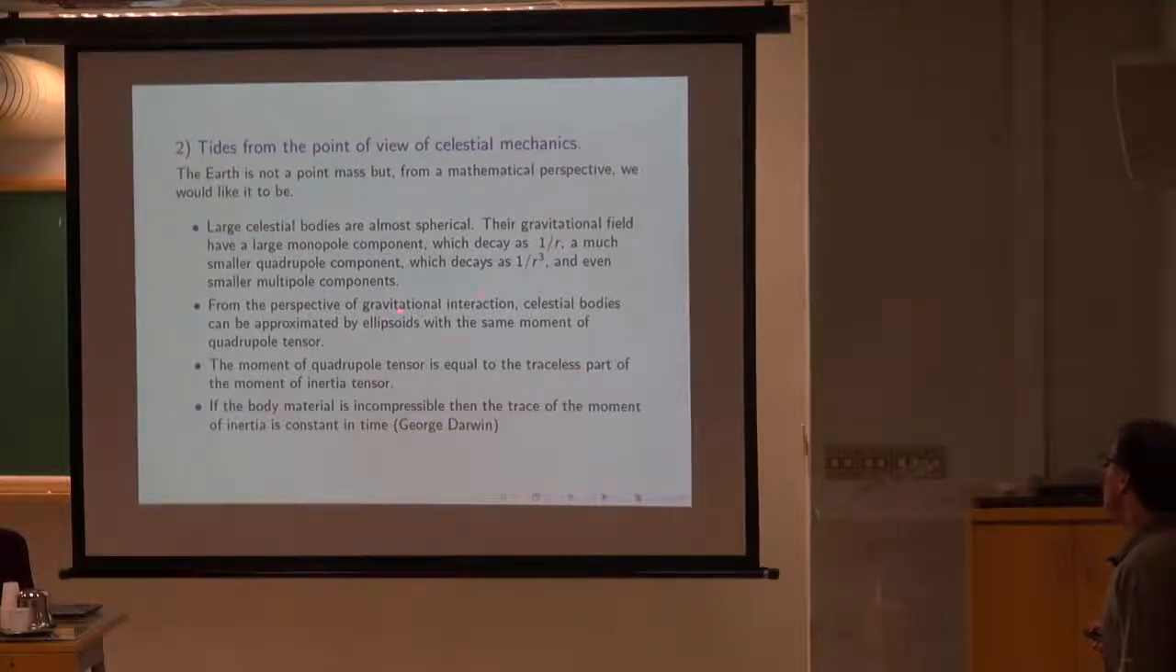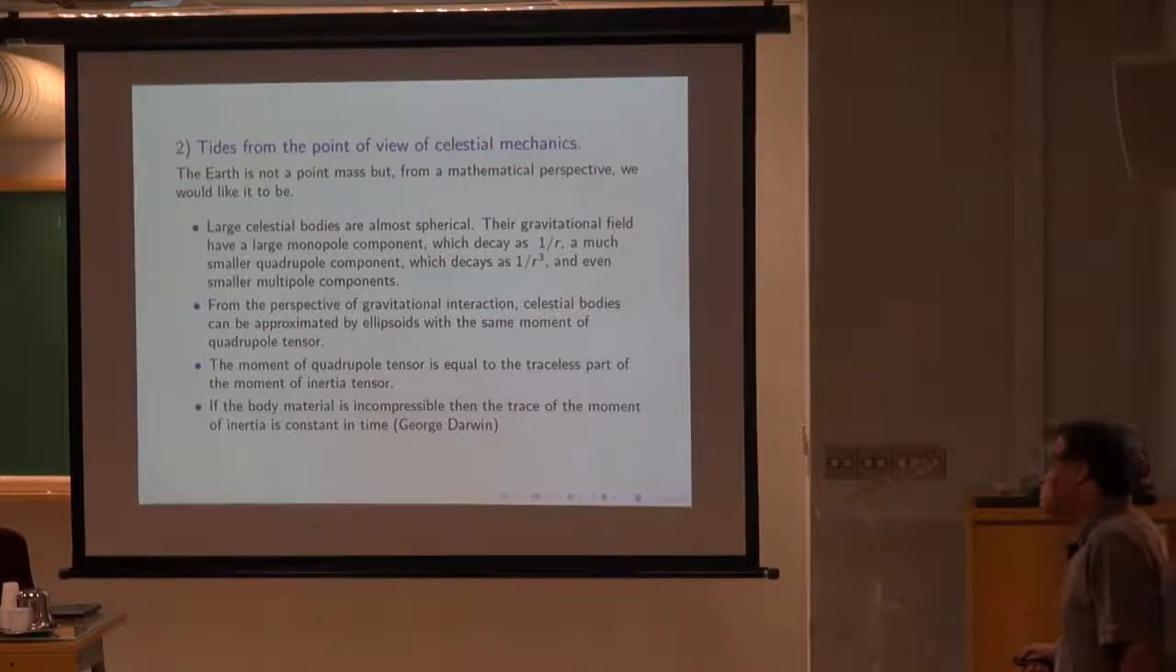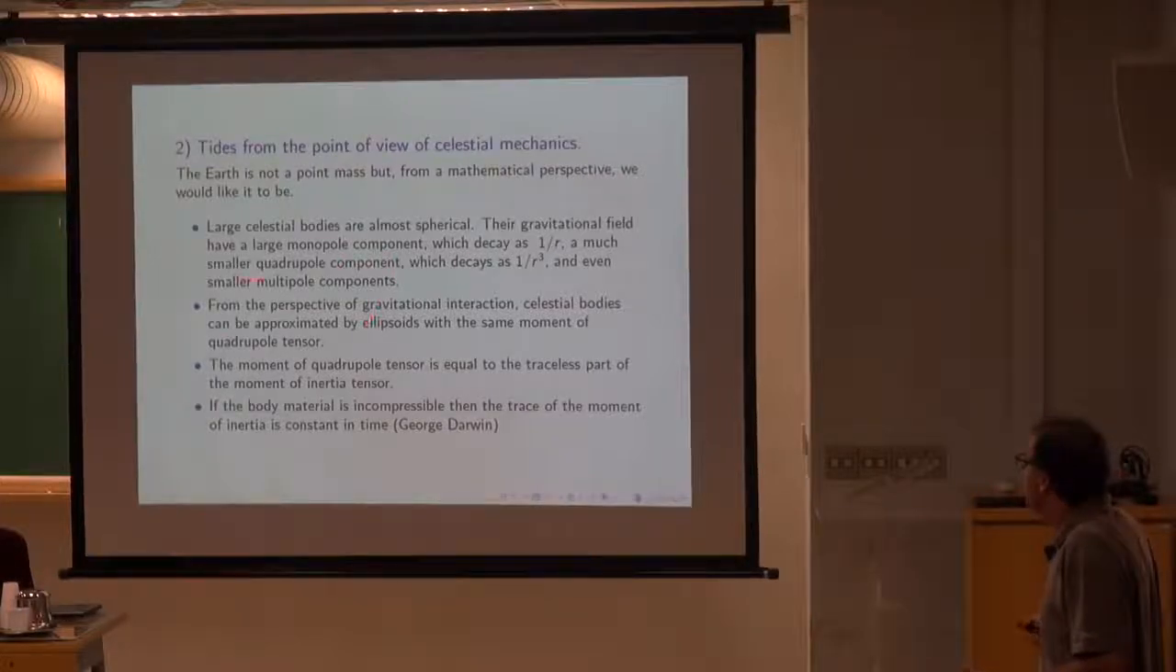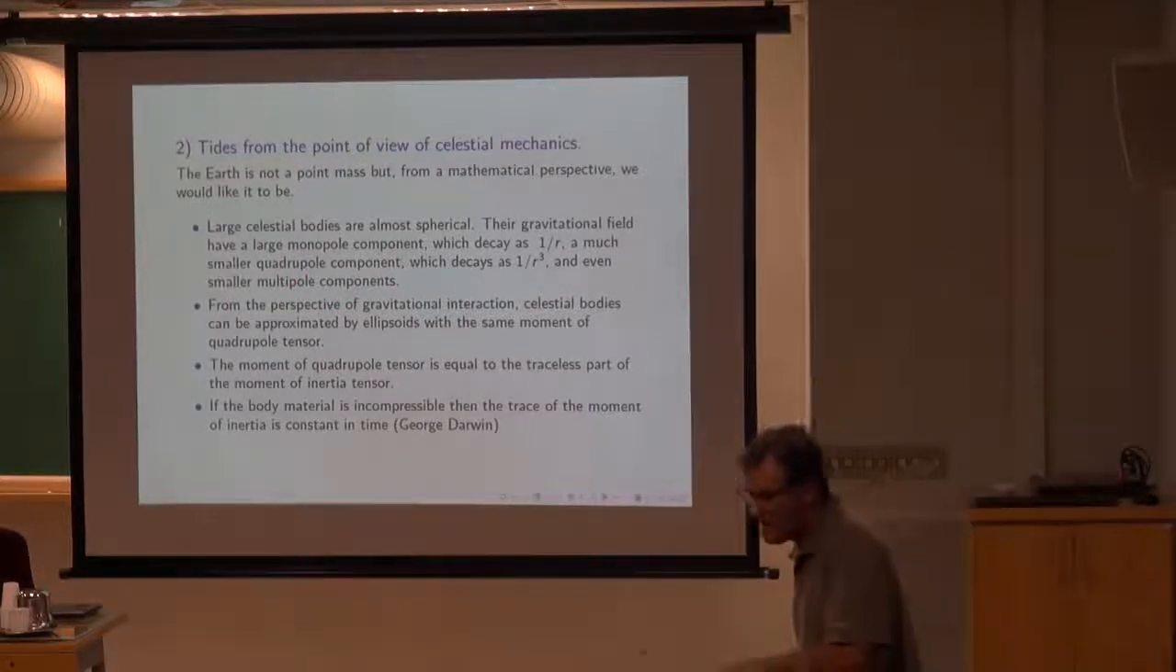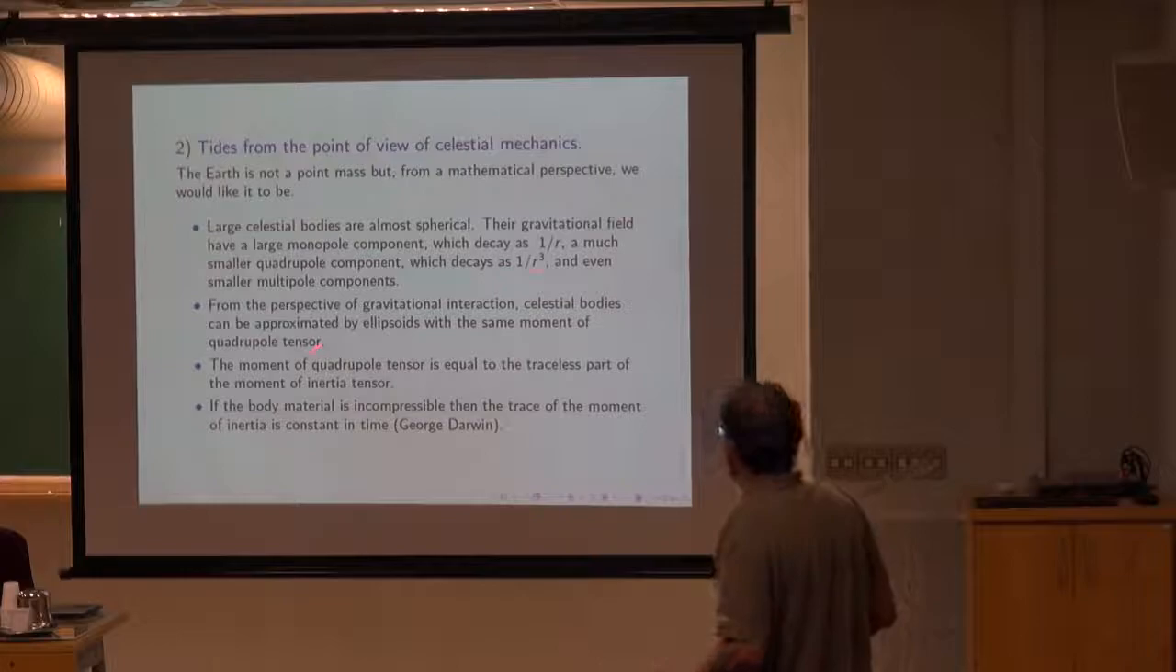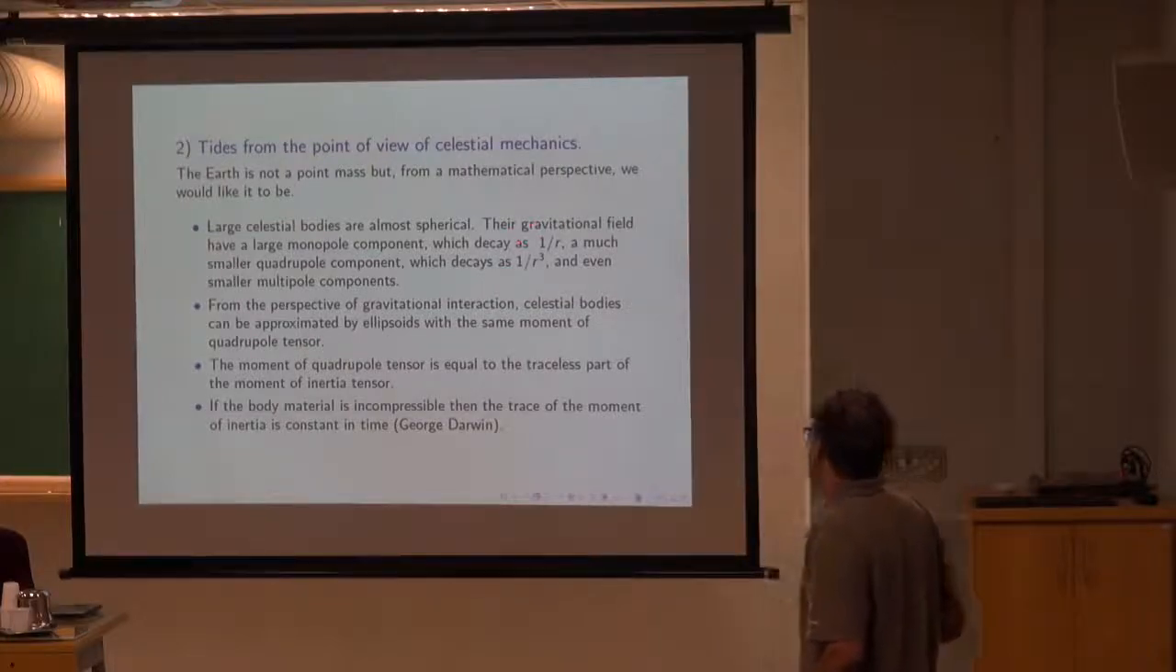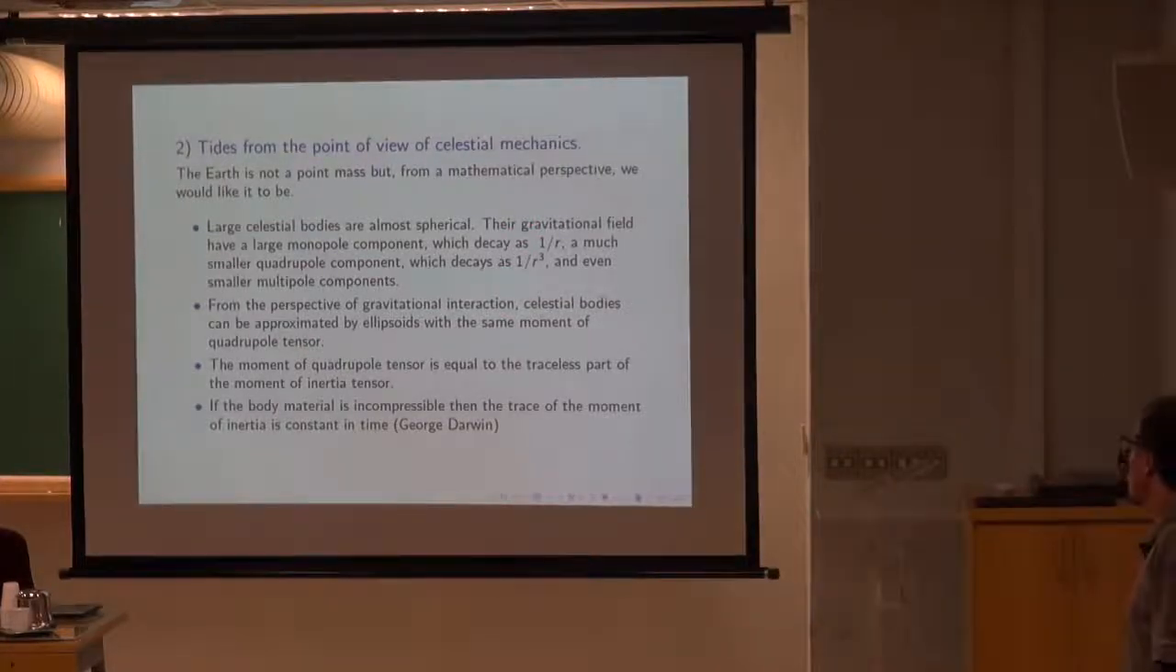From the perspective of gravitational interaction, celestial bodies can be approximated by an ellipsoid with the same quadrupole tensor moment. In other words, if you neglect all these corrections, the octopole and higher multipole components of the gravitational field, you can replace the body by an ellipsoid, essentially, right? With the same mass and the same quadrupole component.